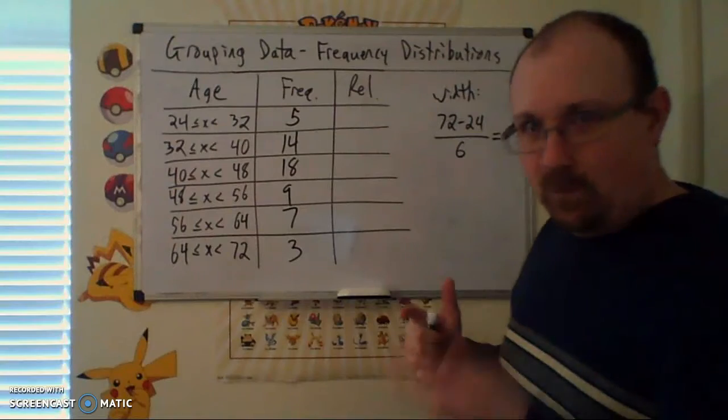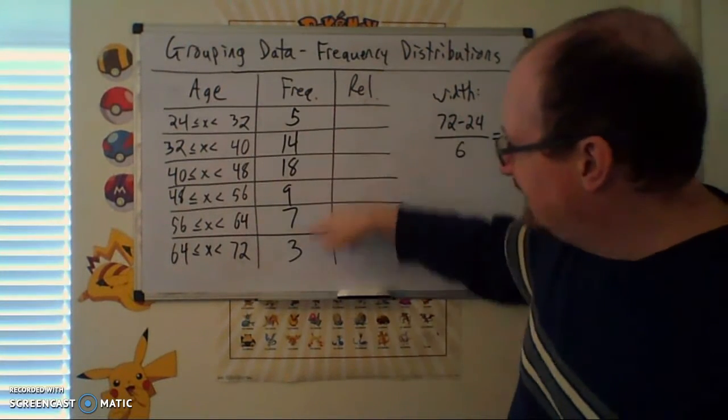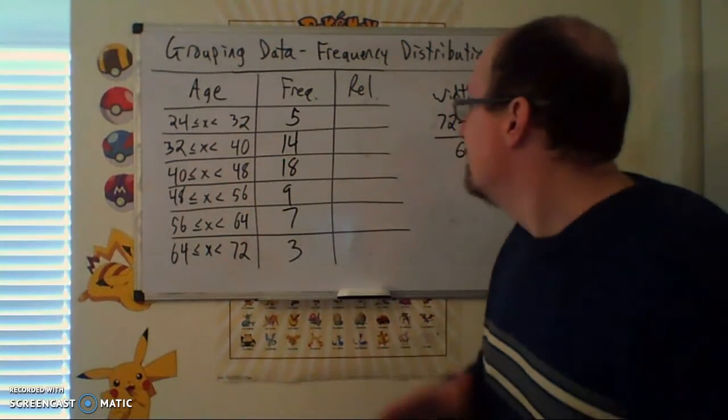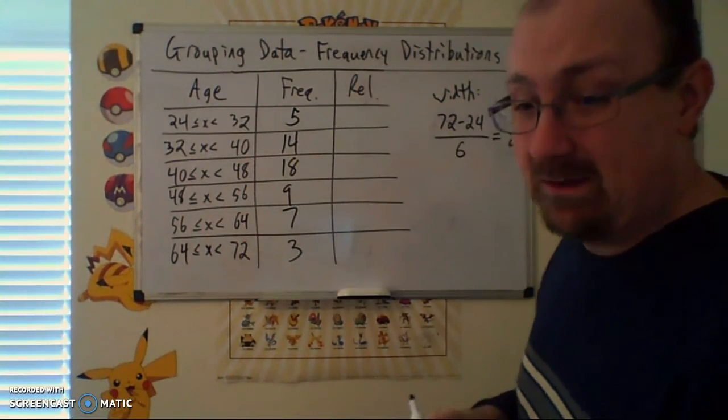So feel free to check me on that. Don't just take it for granted. But if we add these up, we should get 56, which is the number of signatures on the declaration. I do have this category for a relative frequency. I did want to go ahead and calculate that.